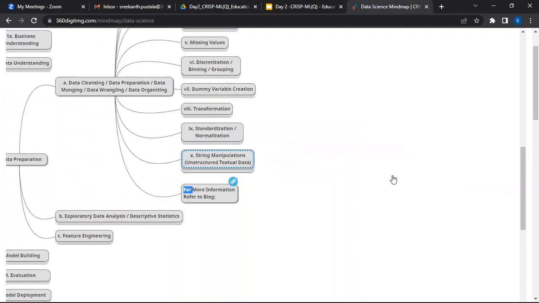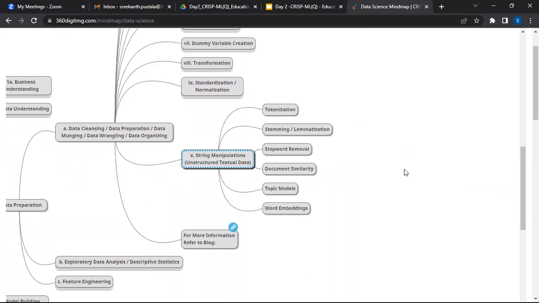When we have textual data, we have several methods like tokenization, stemming or lemmatization, stop word removal, document similarity functions, topic models, and word embedding. All these are different techniques we are going to use when it comes to data manipulation, and the data is string manipulation.